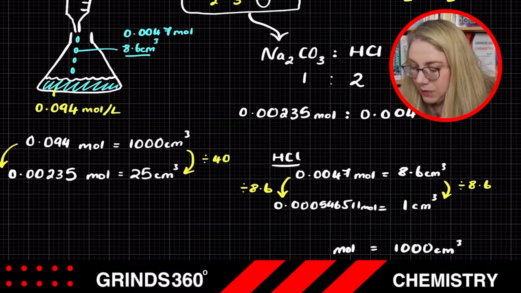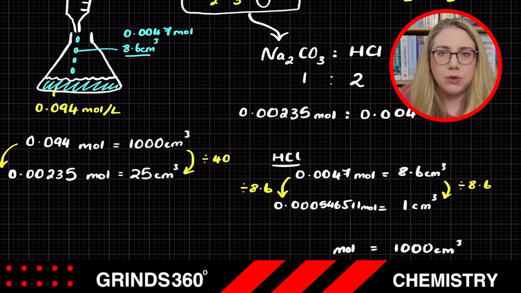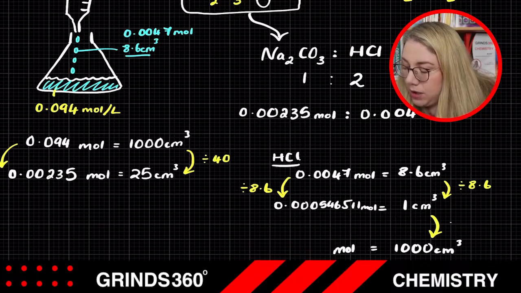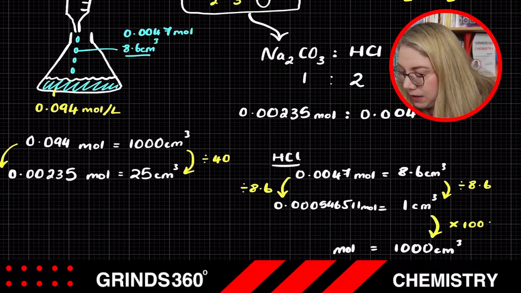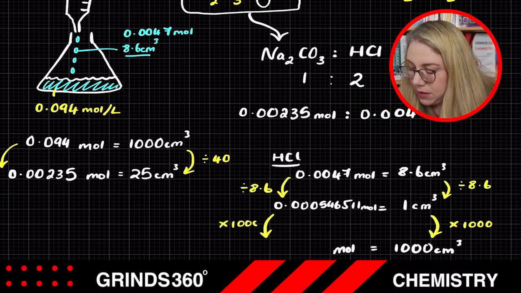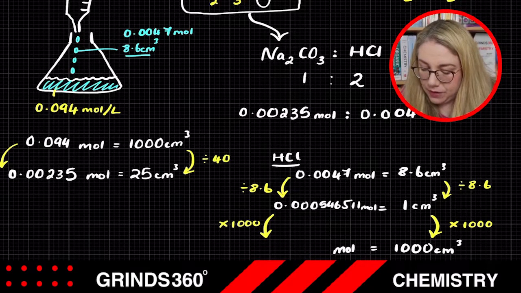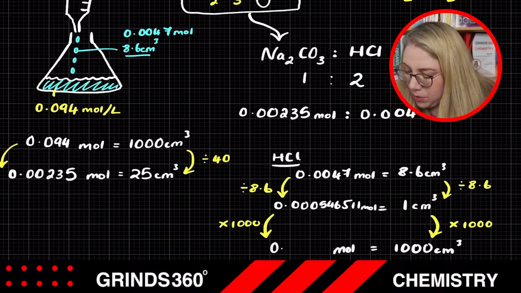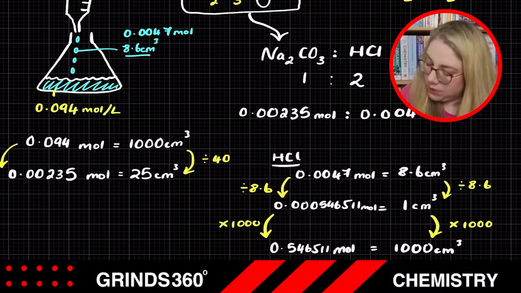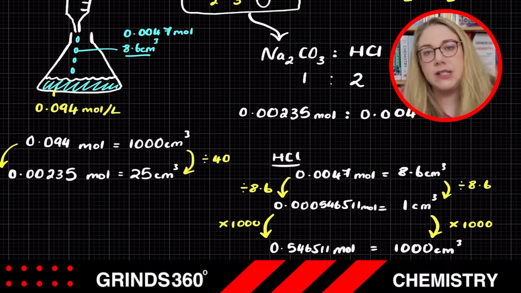0.000546511 moles in 1 centimeter cubed, but I don't care how many moles are in 1 centimeter cubed, I want moles per litre. To get from 1 up to 1,000, you multiply by 1,000. And then whatever we do on the right, we have to do on the left, which is going to give me 0.54651, or a nicer number for that would be 0.547 or 0.55 molar HCl.